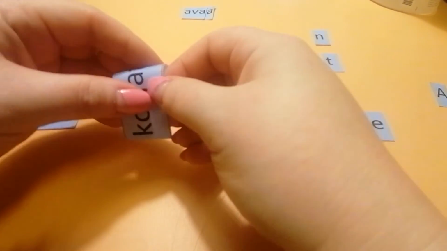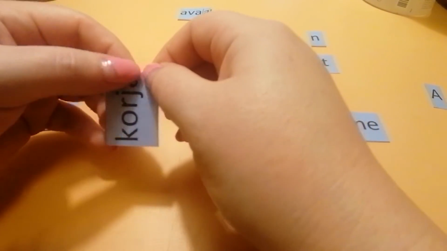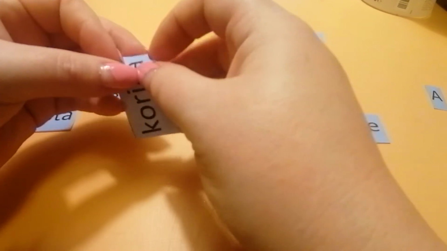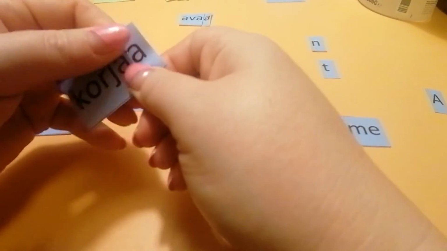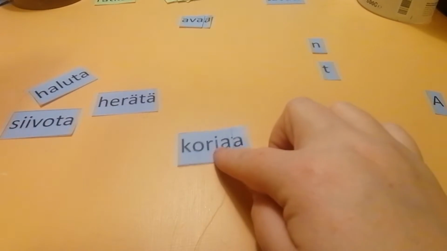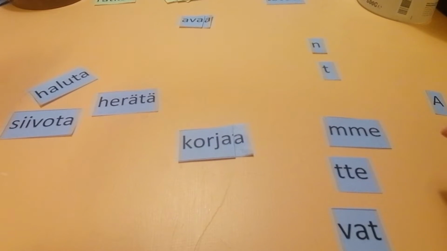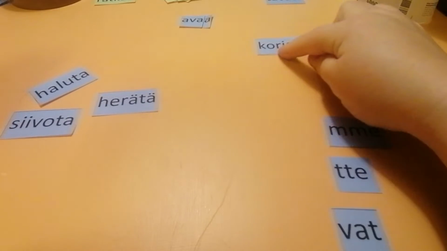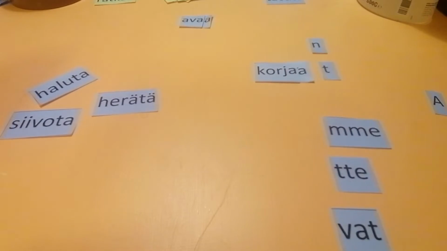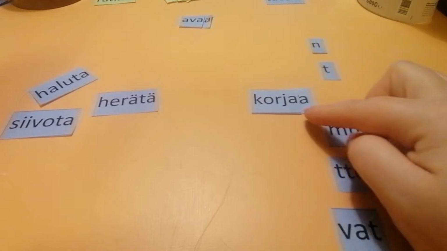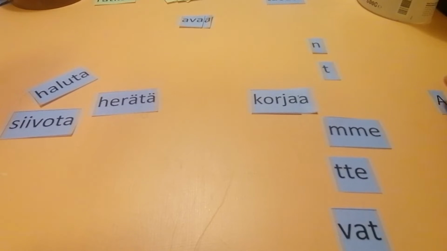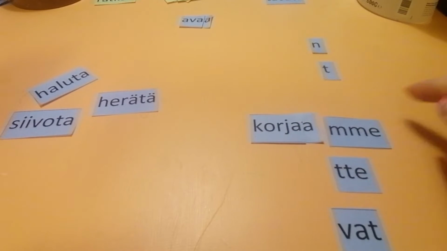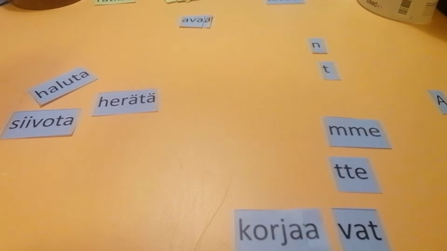The next one is korjata, which means to fix. And again, we are deleting the T. We could be also using scissors for this one, but I'm lazy. And now we got the body or a stem, whatever you want to use. Minä korjaan, sinä korjaat, hän korjaa, because there is already two A's. We don't put an extra. There, it's not possible to use 3. Me korjaamme, te korjaatte, he korjaavat.